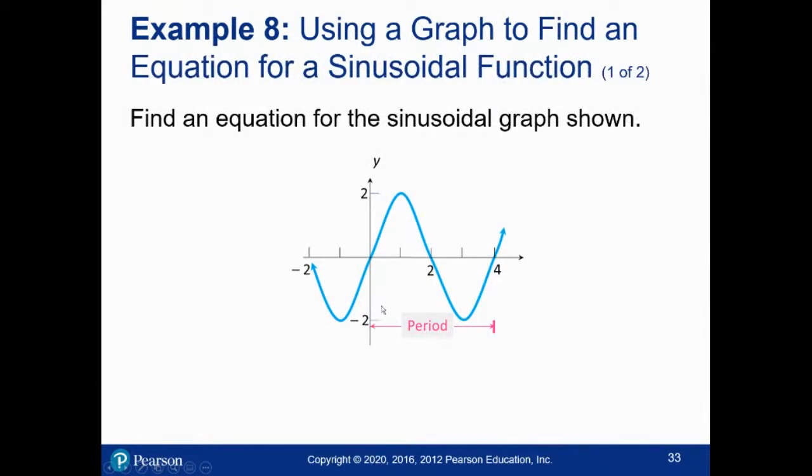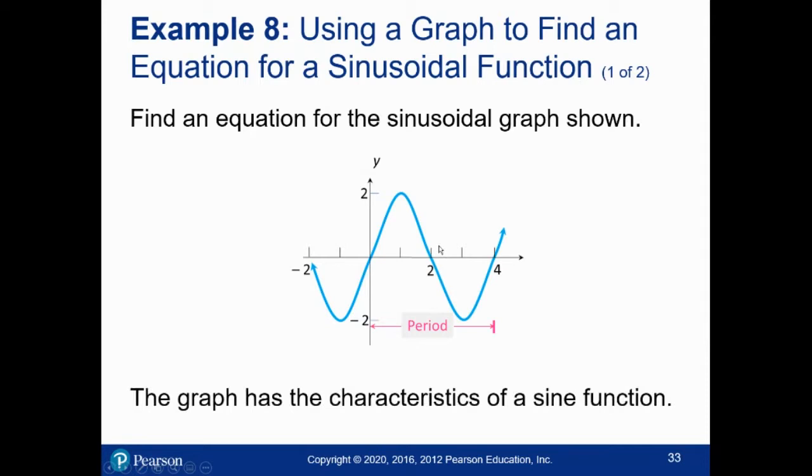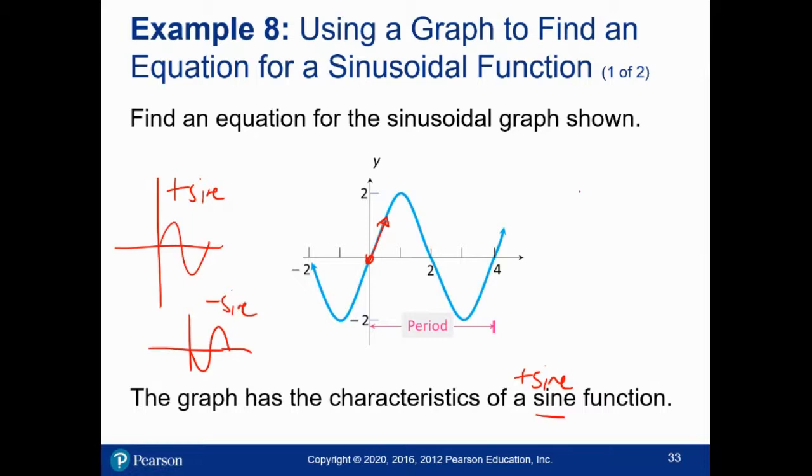Now, instead of having a function and trying to find the picture, you're given the graph of a sinusoidal function. Can you find what function this is? So it does have the characteristics of a sine or a cosine, and specifically, because it is starting at 0 and then going up, it has the characteristics of a sine function with a positive number in front of it. So remember, starting at 0, this is a positive sine. This is a negative sine. Starting at 0, this is a positive cosine. And this is a negative cosine.